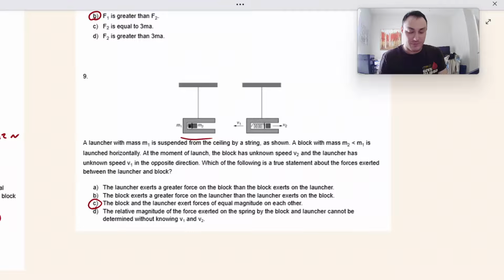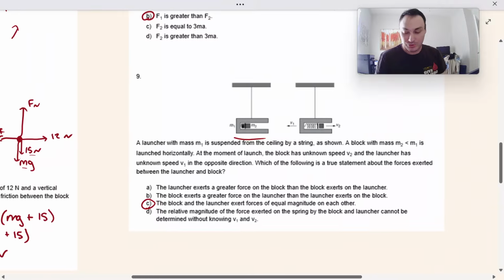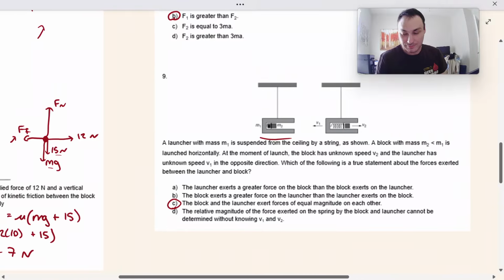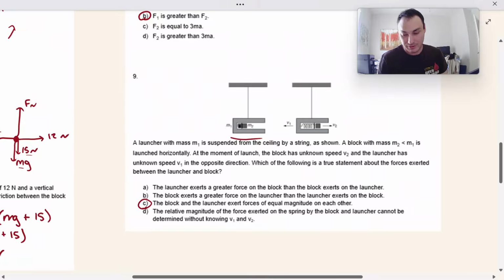All right, that is it for the FRQ. I'm just double checking to make sure I got them all right. That's good, that's good, that's good.